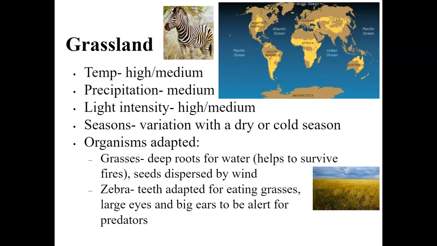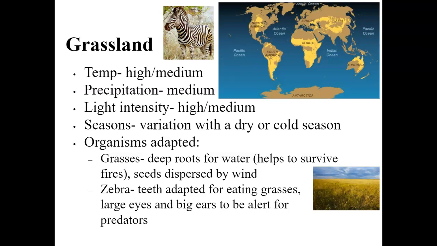Zebra are going to be a good example of an animal that is well adapted to these grasslands. They have teeth that are adapted for eating these grasses. They're an herbivore. They tend to have very large eyes that are kind of on the side of their head too, which allows them to be alert for predators. And they also have big ears that help them to watch out for predators like lions that would live in this area also. Their large ears also help them to survive some of that heat because big ears release heat.